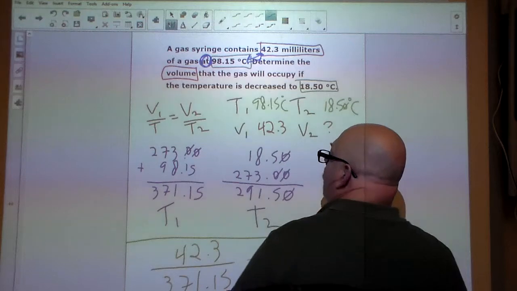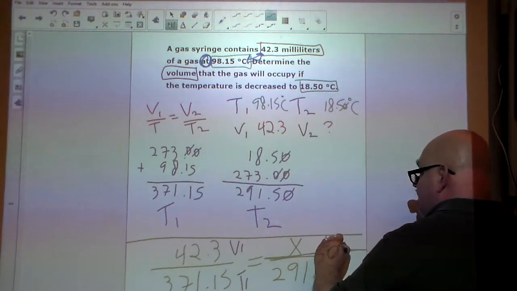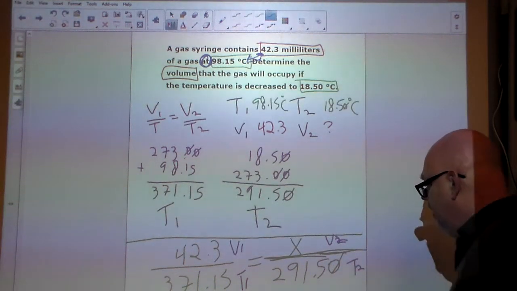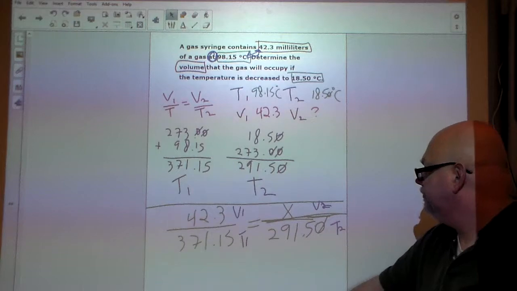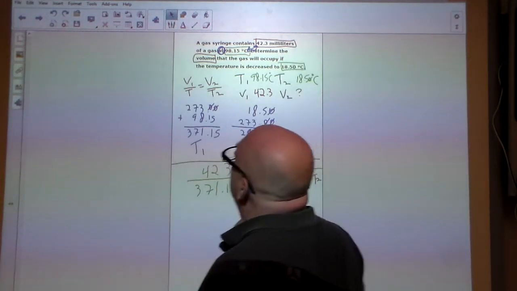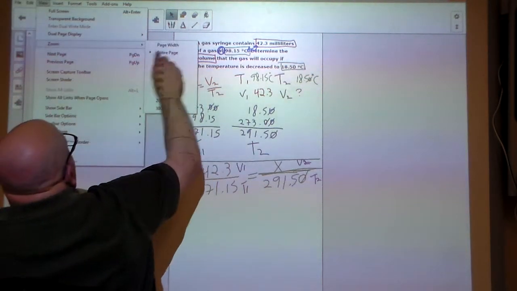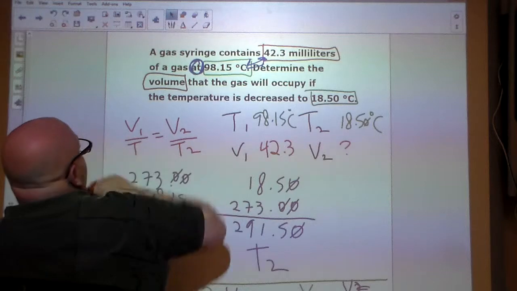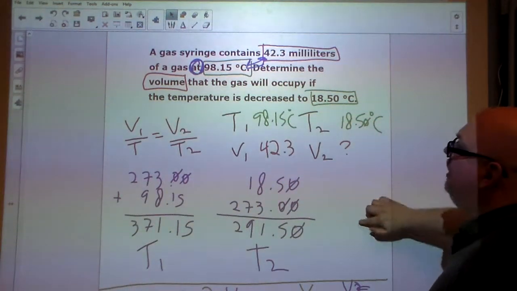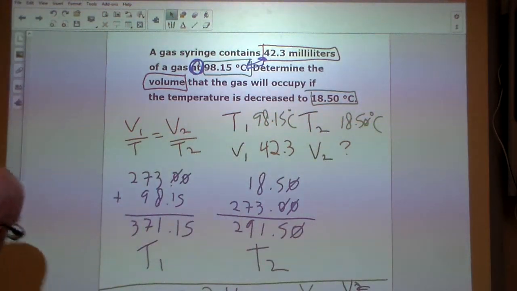What does that look like? Well, here is our V1, here's our T1, here's our V2, and here's our T2. This is what we got. Okay? Why is it doing this? Okay, let's go back to Zoom, bring it up to 100%. Thank you. Okay, so now let's bring it up to 100%. Come on.